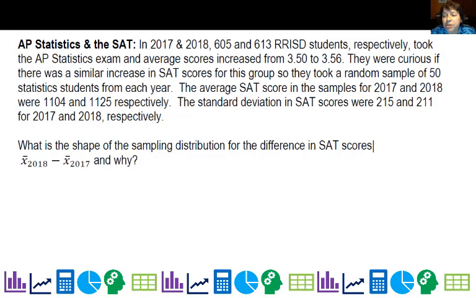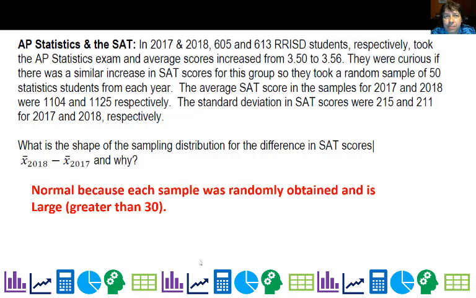So first of all, what is the shape of the sampling distribution for the difference in SAT scores? Don't let the AP statistics exam distract you. That's just saying, hey, stat scores went up. I wonder if these were just smarter kids and they had better SAT, or maybe the school just got better in both. Who knows? All right. So we're going to say that the distribution of the difference is normal because each sample is randomly obtained and is large. It's greater than 30, so we can invoke the central limit theorem.